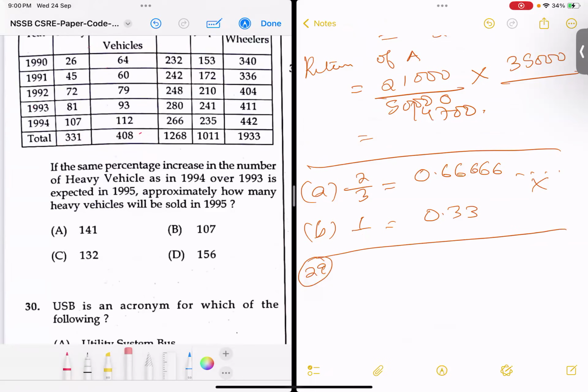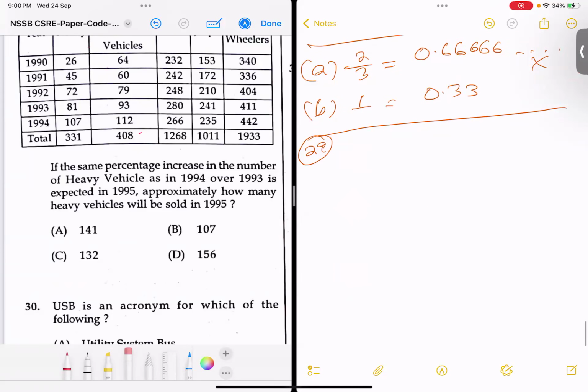It says here, if the same percentage increase in the number of heavy vehicles as in 1994 over 1993 is expected in 1995, approximately how many heavy vehicles will be sold in 1995? So the percentage increase from 1993 to 1994, that same percentage is expected from 1994 to 1995. So how many vehicles will be sold?